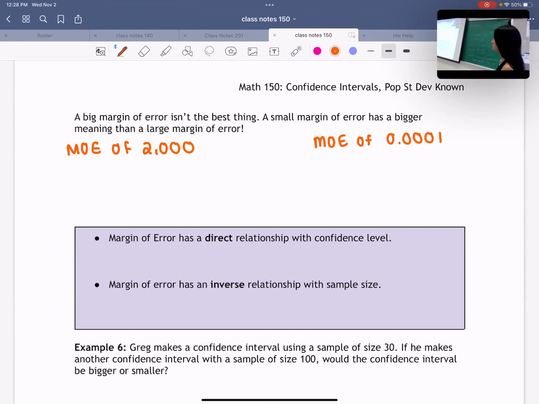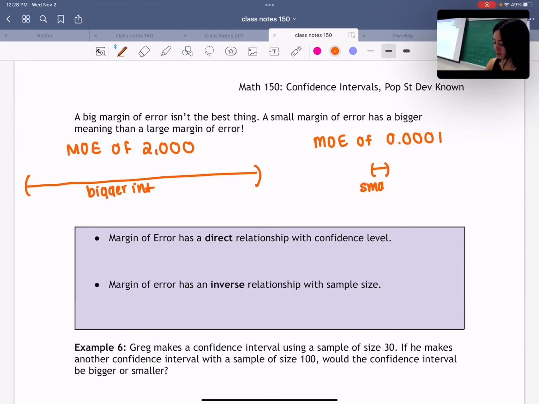Okay, which one of these confidence intervals is going to be bigger? 2,000. Were you about to say that? Yeah, right. The margin of error is what we're adding and subtracting to an interval. So if I'm adding and subtracting 2,000, my interval is going to be really big, right? Now, if I add and subtract 0.0001, my interval is going to be really small, okay? So bigger interval, if we have a big margin of error, smaller interval, if we have a smaller margin of error.